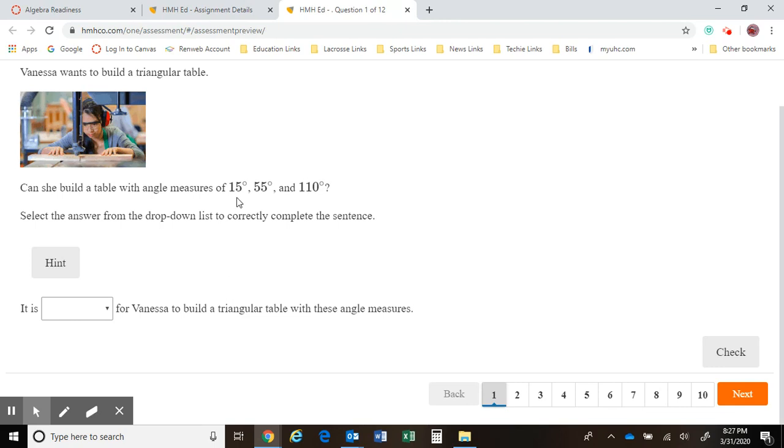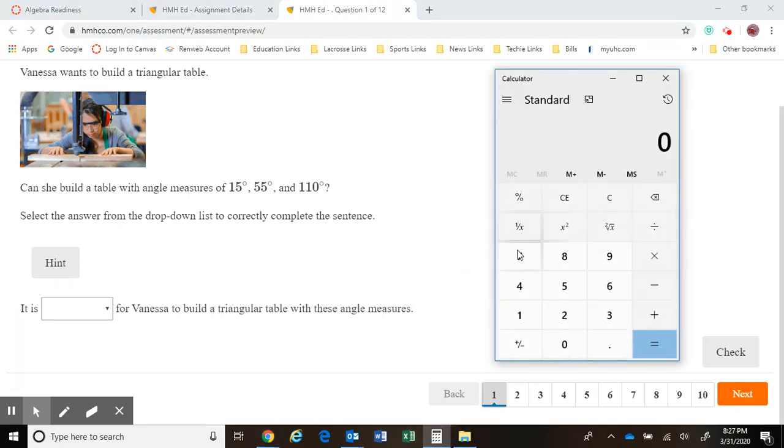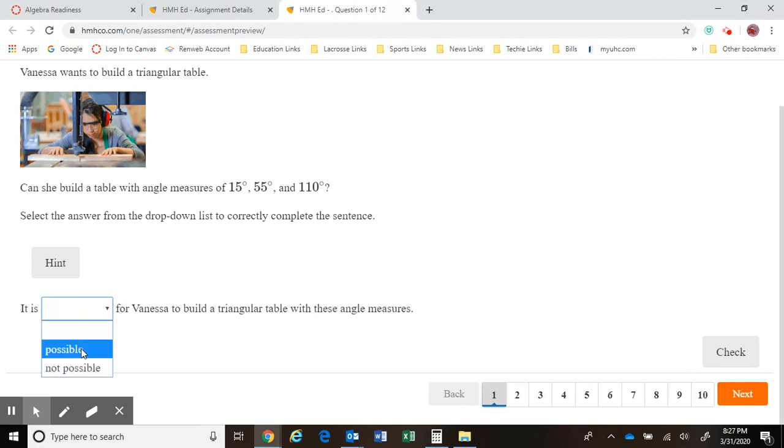Okay, so what has to happen here? I've got an angle of 15, angle of 55, and an angle of 110. So I'm going to add those together. 15 plus 55 plus 110, and that equals 180. And if I get three angles that add up to 180 degrees, then I have myself a triangle. So it is possible.